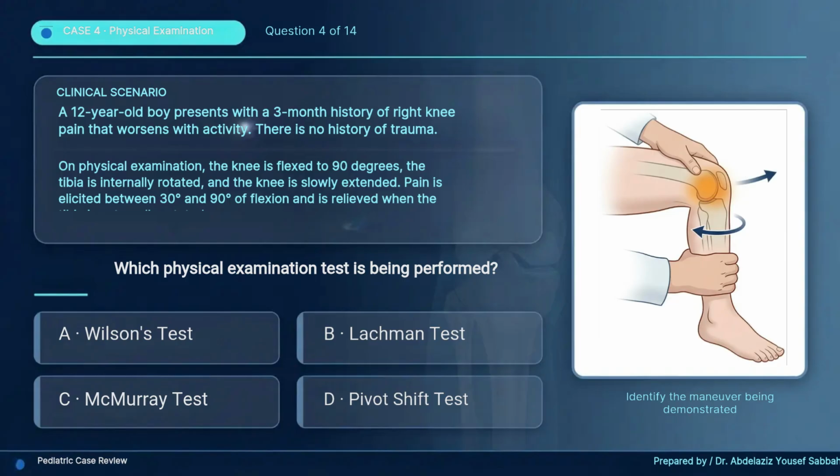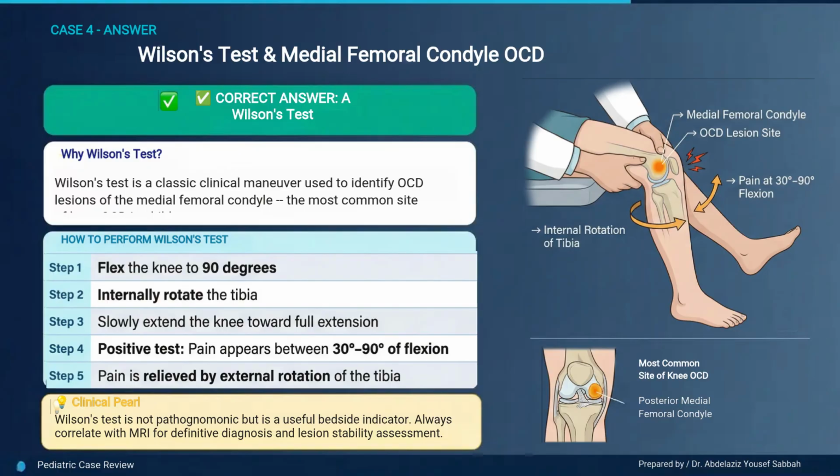Option A, Wilson's test. Option B, Lachman test. Option C, McMurray test. Option D, pivot shift test. The correct answer is option A, Wilson's test. Wilson's test is a classic clinical maneuver used to identify osteochondritis dissecans lesions of the medial femoral condyle, which is the most common site of knee osteochondritis dissecans in children.